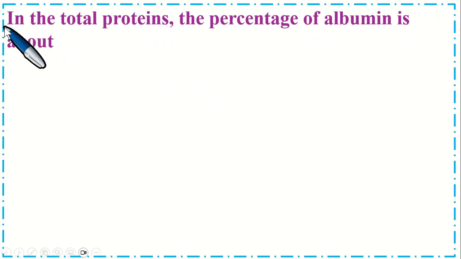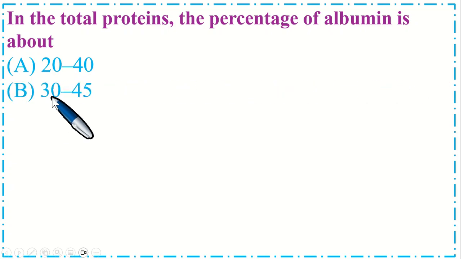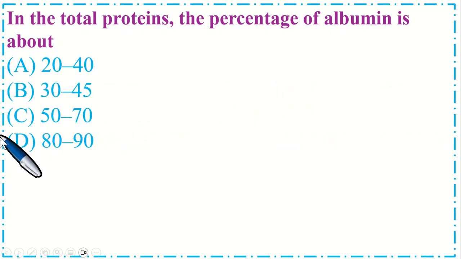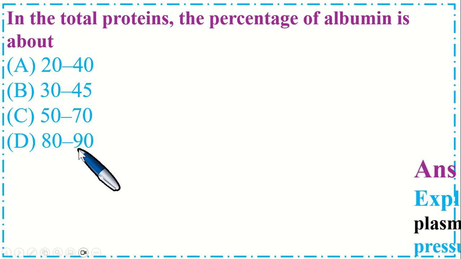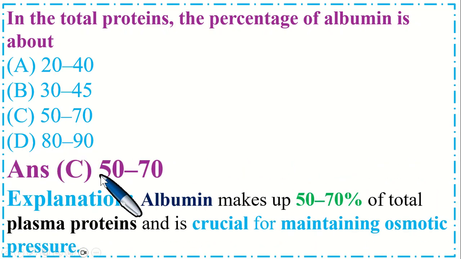Dear students, this is a very important MCQ. In the total proteins, the percentage of albumin is about option A 20 to 40, B 30 to 45, C 50 to 70, and option D 80 to 90. So the correct option is C, 50 to 70. Albumin makes up 50 to 70% of total plasma proteins and is crucial for maintaining osmotic pressure.